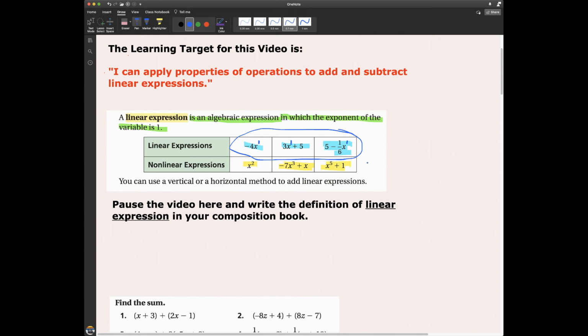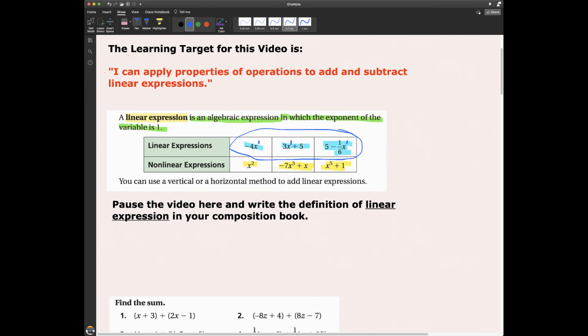Okay, so what I want you to do is pause the video here and write the definition of linear expression, which I highlighted in green. Write that in your composition book. If you're watching Edpuzzle, the video will stop now.